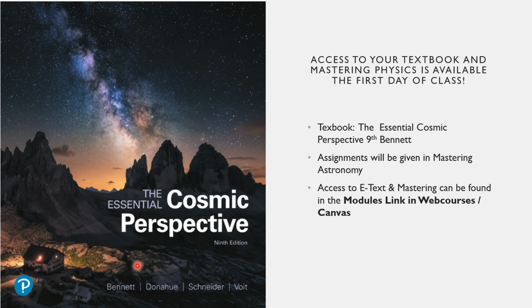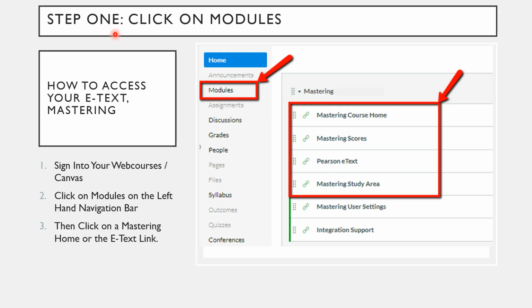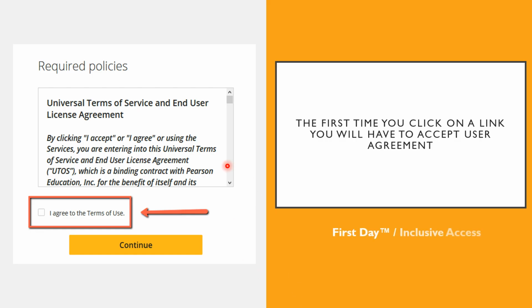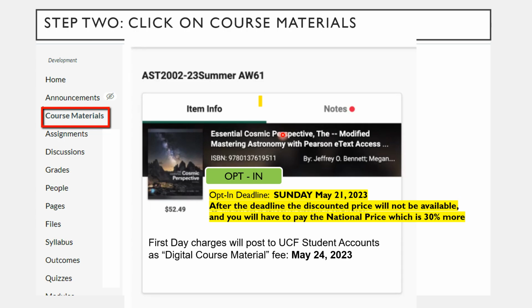The book that's used for this course is The Essential Cosmic Perspective, and assignments will be given in Mastering Astronomy. You'll be accessing the e-text and Mastering directly through the modules link in web courses. So step number one, find the modules tab after you log into web courses, and off to the right, look for any of the Mastering assignments that your instructor has set up for you, or any of these main buttons. Once you click on these links, the very first time, you're going to have to agree to the terms of use by clicking the button here and then hitting continue.